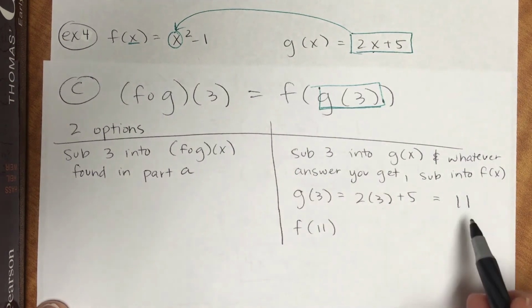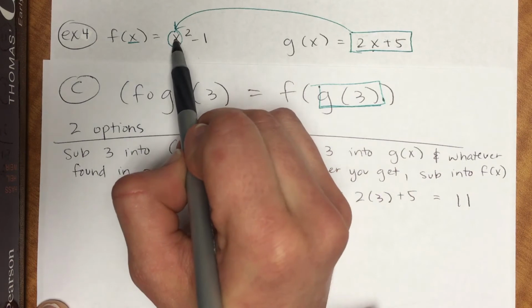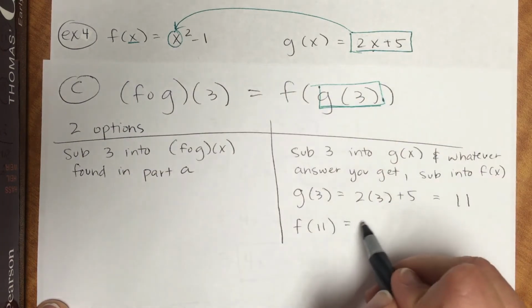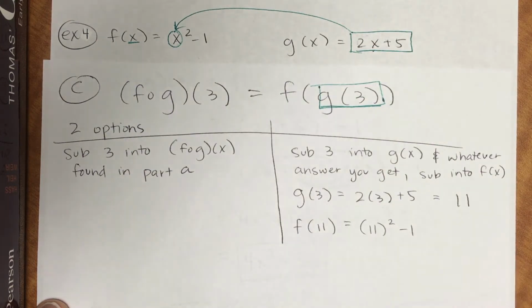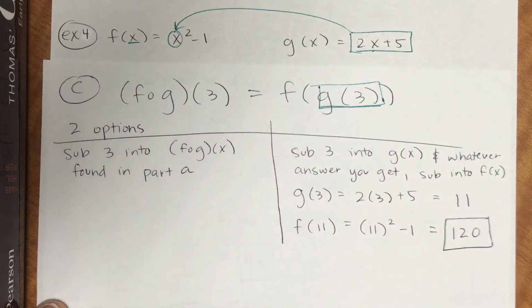Okay, so now I got 11, so this all equals 11, I'm going to plug an 11 into here. So 11 squared minus 1, 11 squared is 121, minus 1 is 120. So that's your second option.